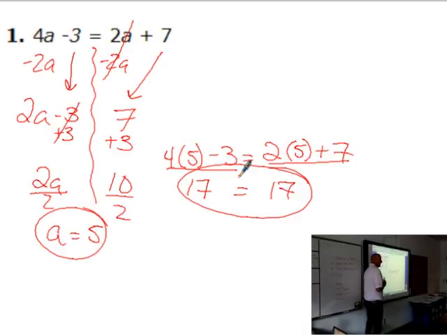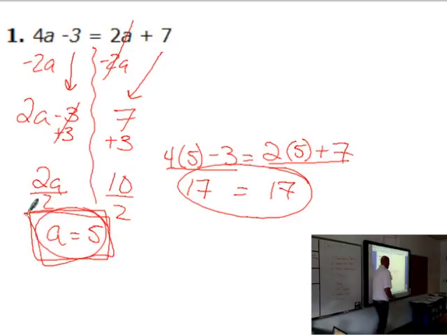No, I'm not. Yes. Why is it 17? Answer my question. 4 times 5 is? No, but like, isn't it supposed to equal 5? No, it doesn't. As long as it's some number equals the same number, it doesn't matter. So the answer being 5? No, your answer for the variable is 5. But when you put it into the equation, you get 17 equals 17.